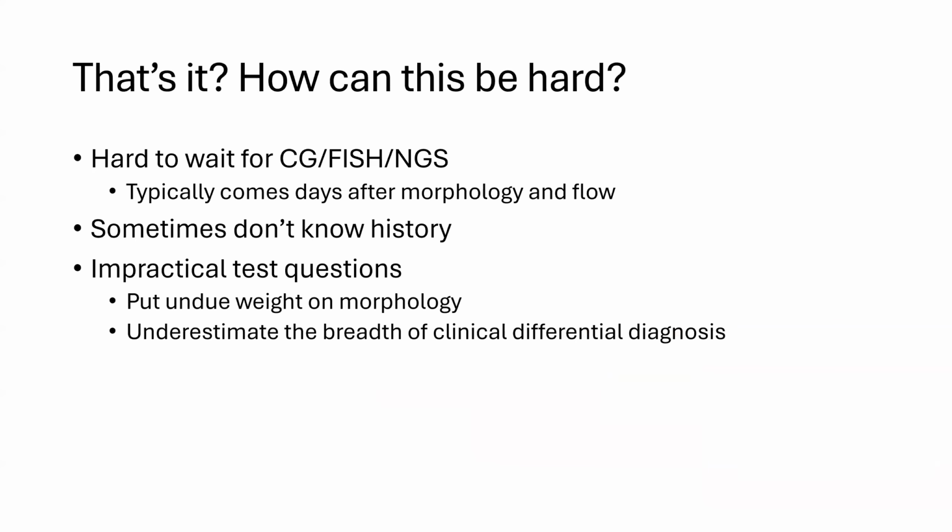So in terms of simple diagnosis, that's pretty much it. So how can this be hard? It can be difficult to wait for the cytogenetic, FISH or NGS studies. They typically come days after morphology and flow cytometry. This is because the protocols for cytogenetics and FISH and NGS are simply longer from a technical perspective compared to flow cytometry and morphology. And so if you are trying to put an AML in a specific category before that information comes out, you will not be able to do so.